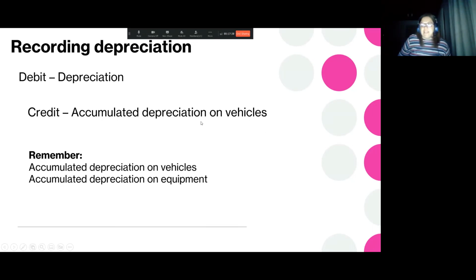Remember that accumulated depreciation on vehicles and accumulated depreciation on equipment is regarded as a negative asset because it decreases the value of my equipment.